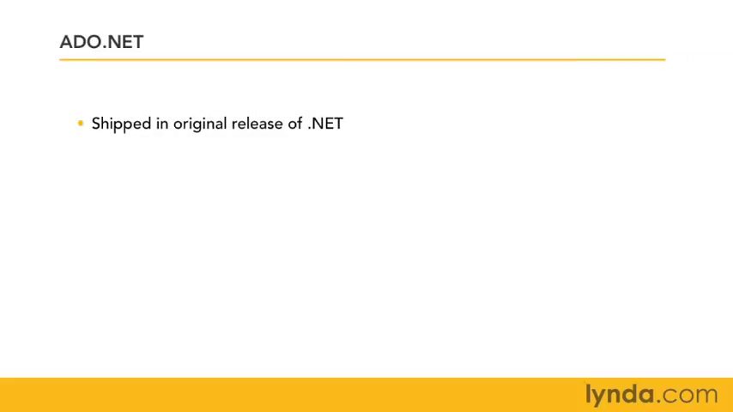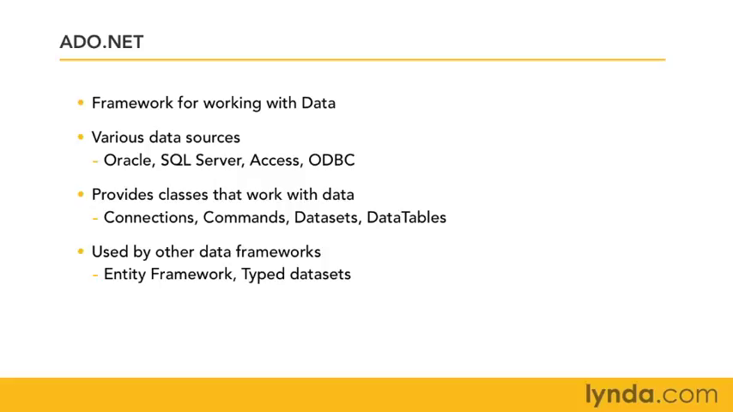ADO.NET shipped in the original release of .NET and has seen steady change over the years. It works with data in many sources. This is done by creating a specialized data provider class that knows how to talk to sources like Oracle, SQL Server, Access, and ODBC. There are many useful classes in ADO.NET. There are classes that communicate with the server, like Command and Connection, and there are classes that permit storing a cached copy of the data on the client, like DataSet, DataTable, DataColumn, and more.